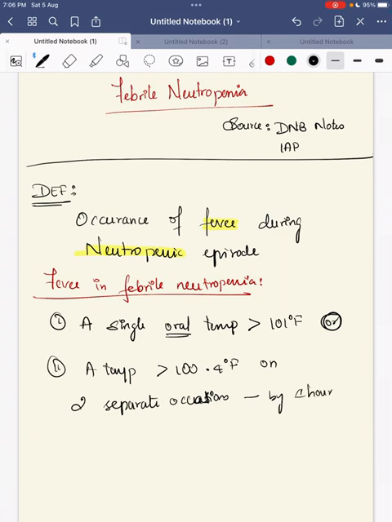So it can be a single oral temperature of more than 101 degree Fahrenheit or more than 100.4 degree Fahrenheit on two occasions separated by at least 1 hour. This is the definition of fever in febrile neutropenia. What is neutropenia?